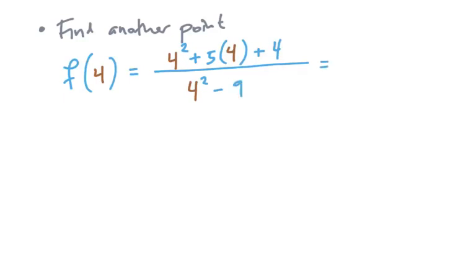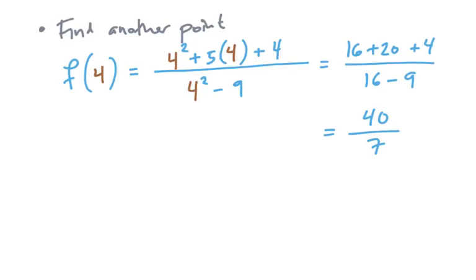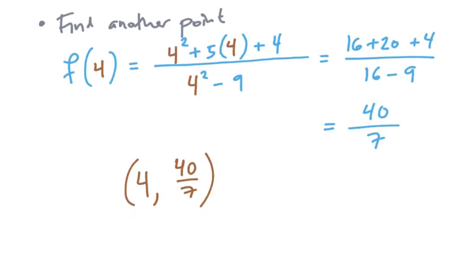If we clean up a little bit in the numerator, I've got a 16 plus a 20 plus a 4. In the denominator, I've got a 16 minus 9. So the numerator, 16 plus 20 is 36, plus 4 more makes 40. 16 minus 9 is 7. So we just found the ordered pair (4, 40/7). This is going to help me know again whether my function piece in that part of the graph is above or below the horizontal asymptote.